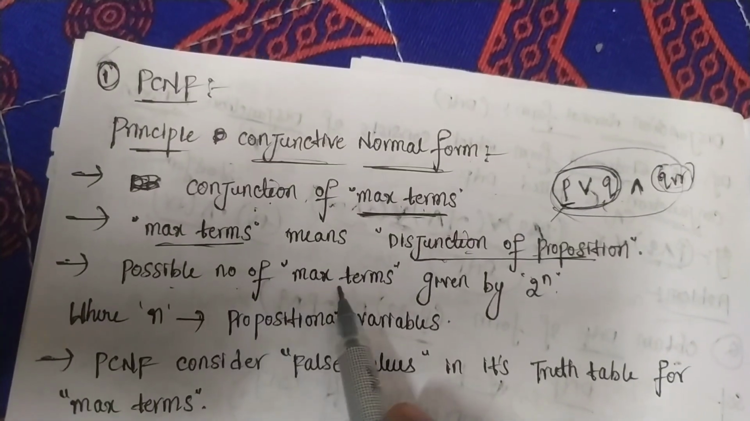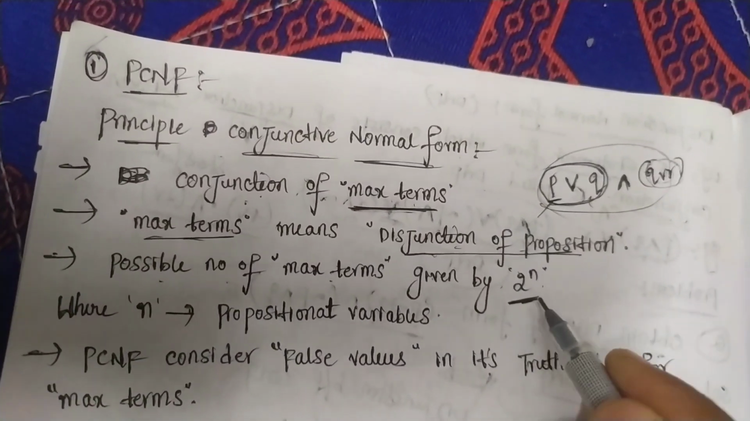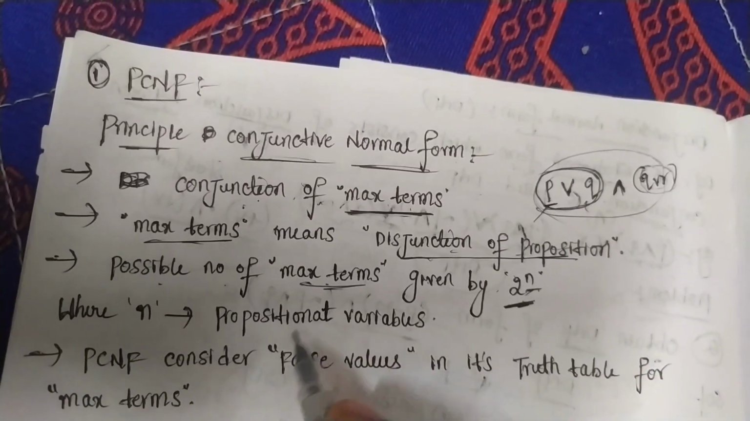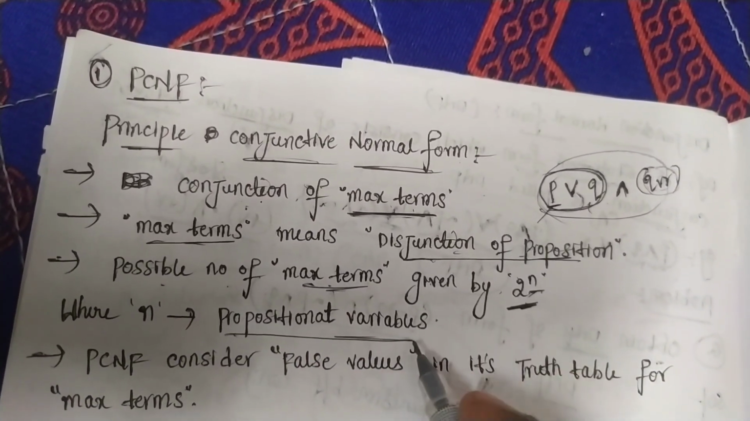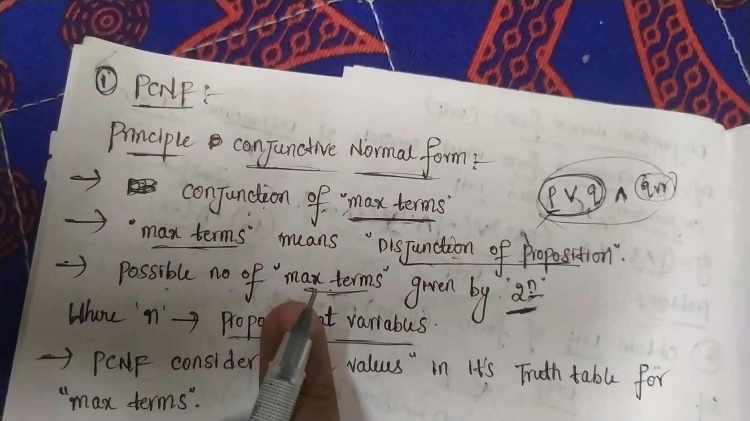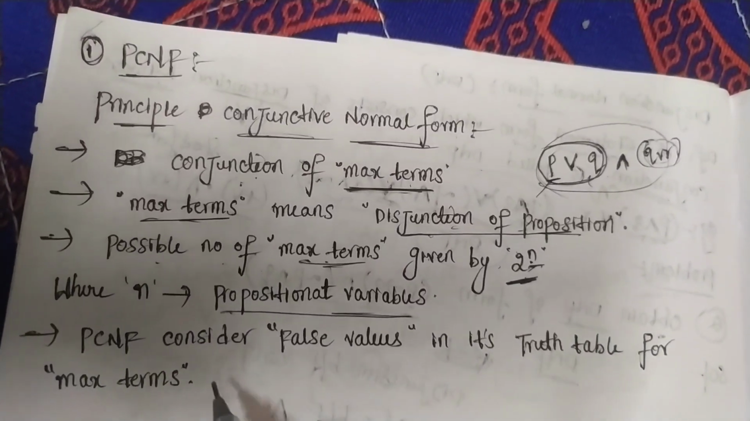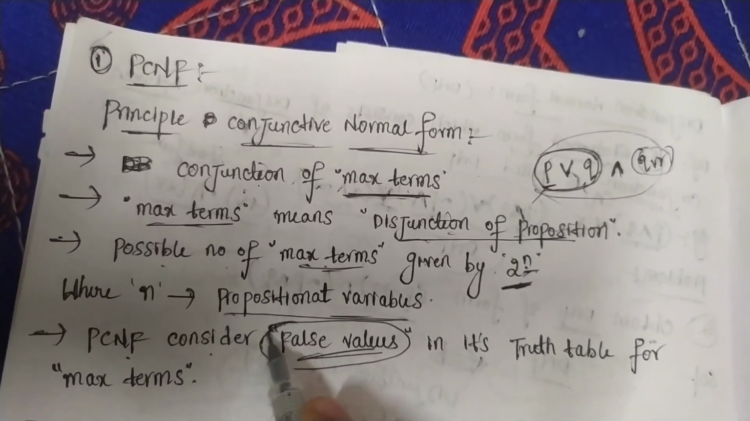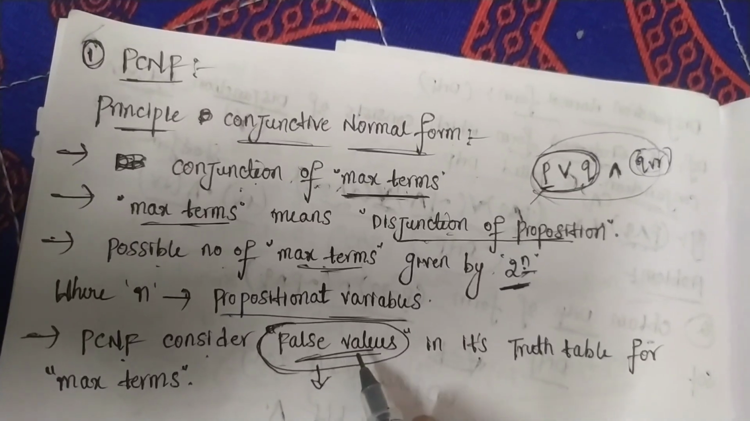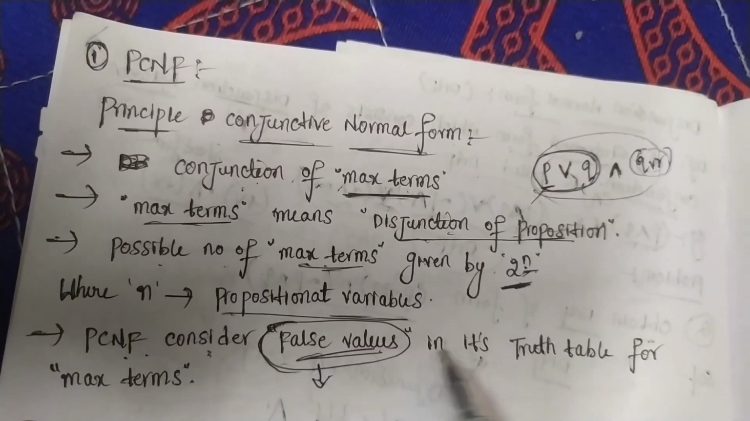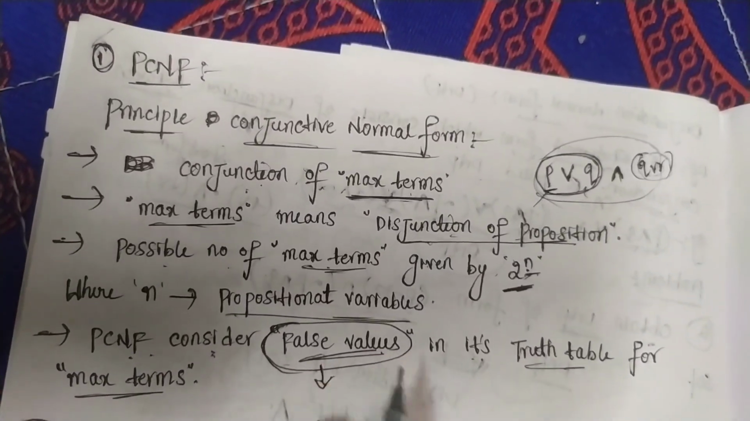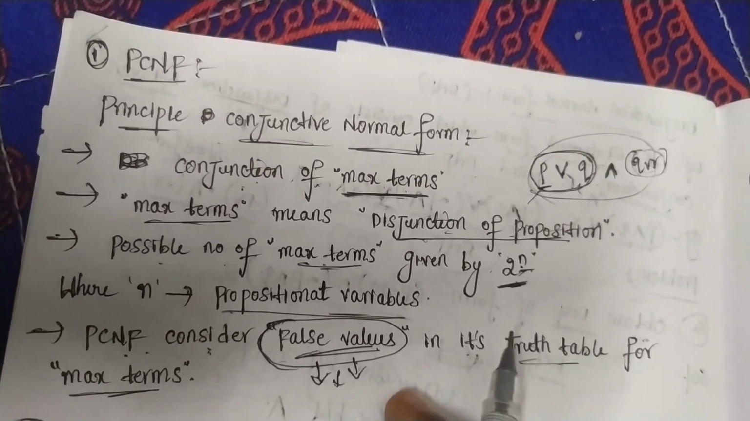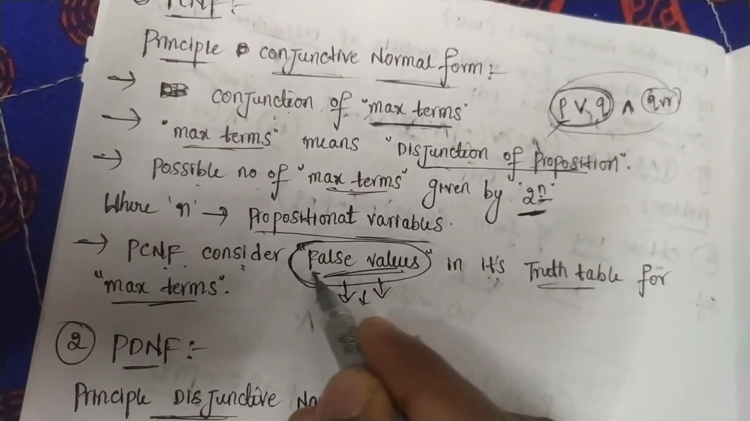The possible number of max terms is given by the 2 power n formula, where n means the number of propositional variables. We substitute the number of propositional variables and get the possible number of max terms in the problem. Here PCNF considers false values. You have to remember this point always, because this is the main thing. PCNF considers false values in the truth table for max terms. Keep it in mind. By this point only we get the PCNF values.